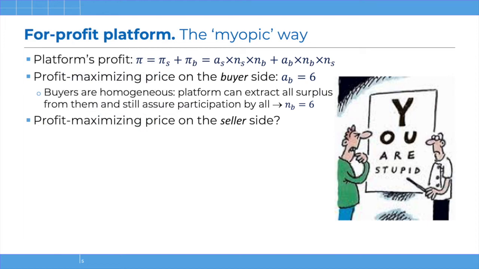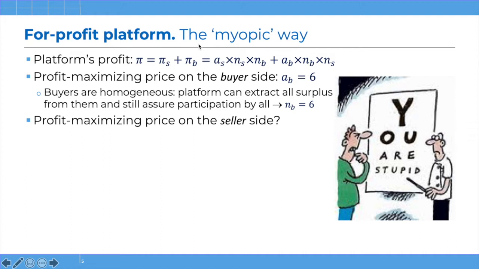How do we write the profit of the platform? Well, you can think of the sum of the profit made on the sellers and the profit made on the buyers. And so the profit made on the sellers is the transaction fee for sellers times the number of transactions that are going to take place. And the number of transactions is the product of the number of sellers by the number of buyers. And same thing on the buyer side. The only difference here is that what is collected is the transaction fee on the buyers. Okay, so that's what the platform is maximizing.